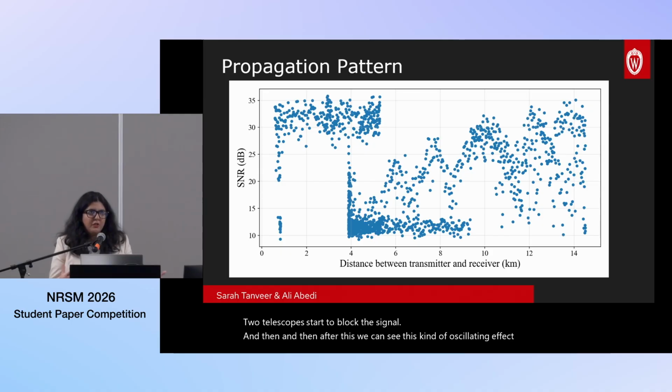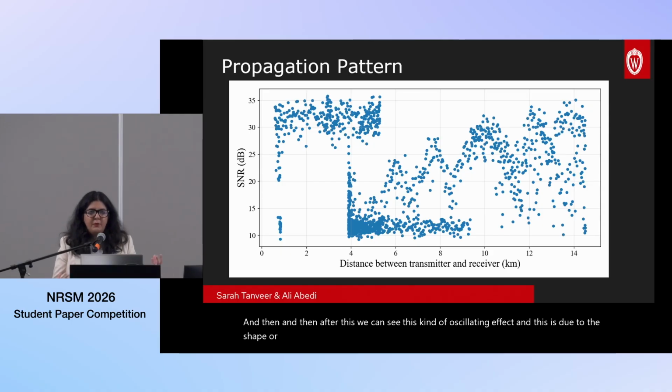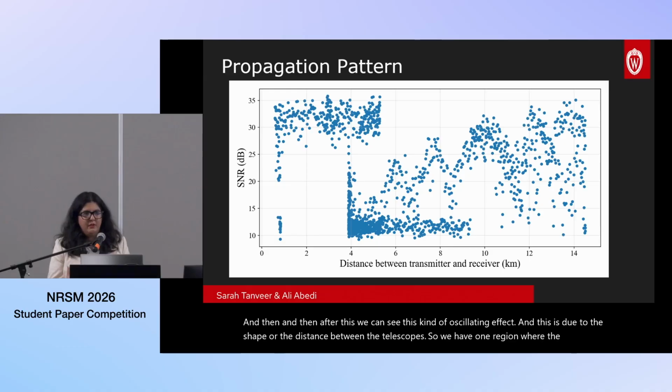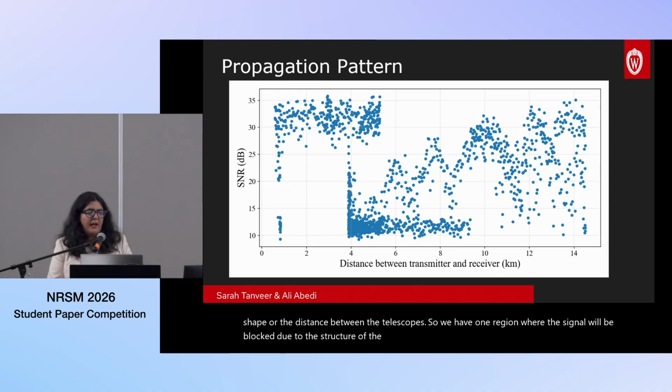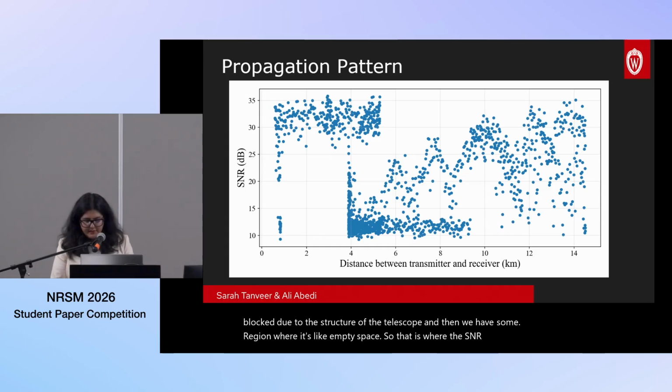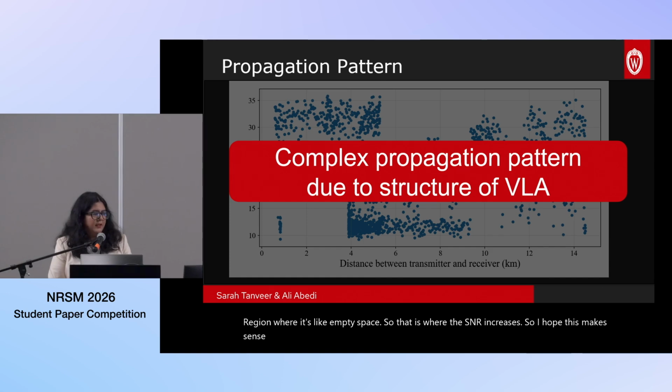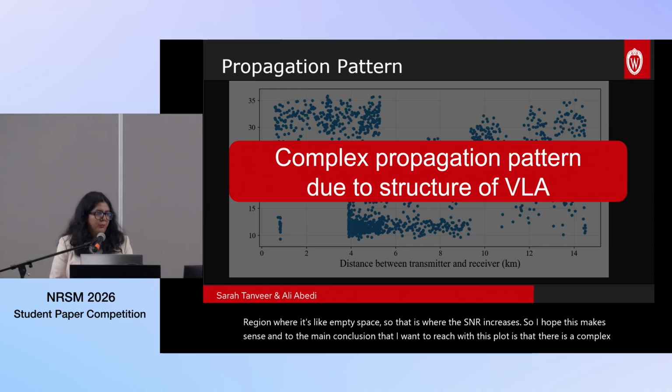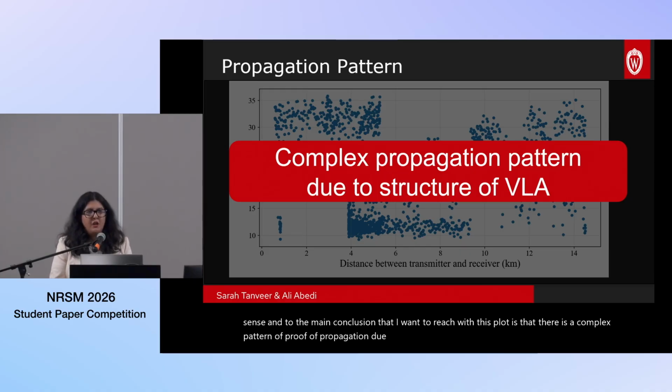And this is due to the shape or the distance between the telescopes. So we have one region where the signal will be blocked due to the structure of the telescope, and then we have some region where it's like empty space. That is where the SNR increases. So I hope this makes sense. The main conclusion that I want to reach with this plot is that there is a complex pattern of propagation due to the actual structure of the telescopes themselves.